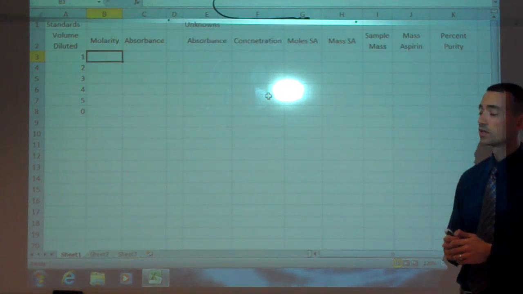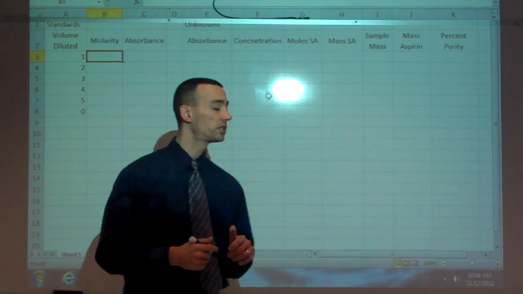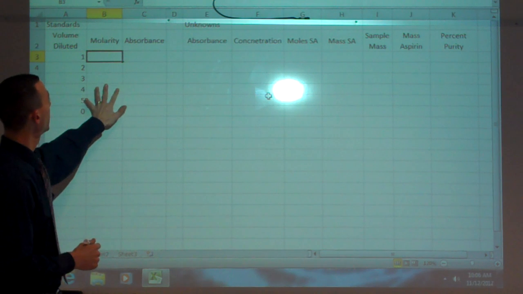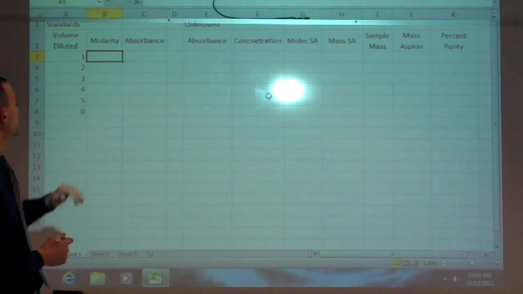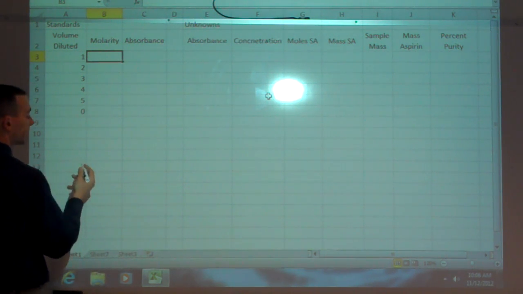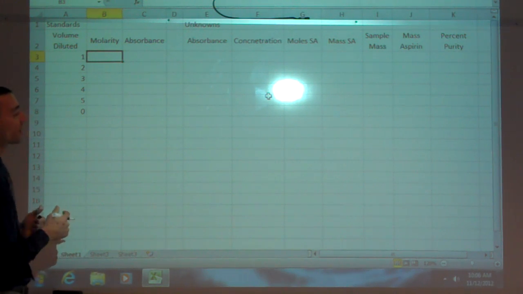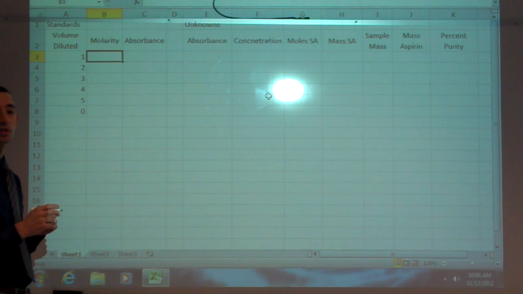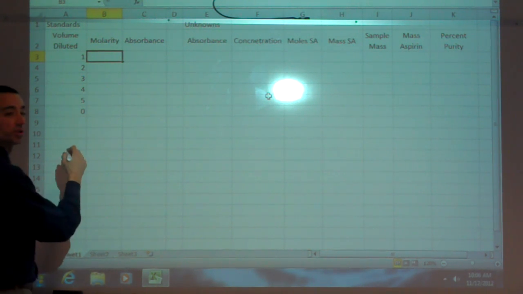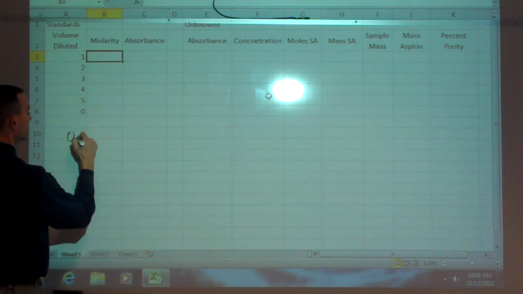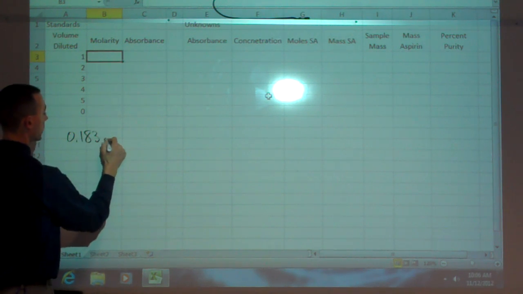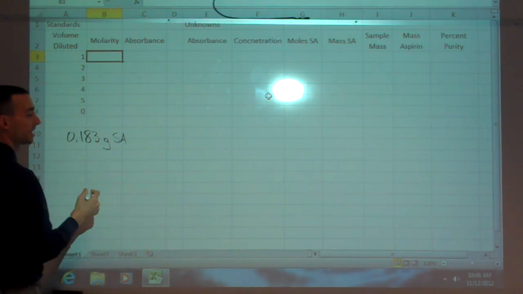calculations. So the first thing we need in order to determine all of the concentrations of our standards is the mass of salicylic acid that we used in our first 100 milliliter sample. So I've got a group of students who's going to share their data with me. How many grams did you use? 0.183. 0.183 grams of our salicylic acid.